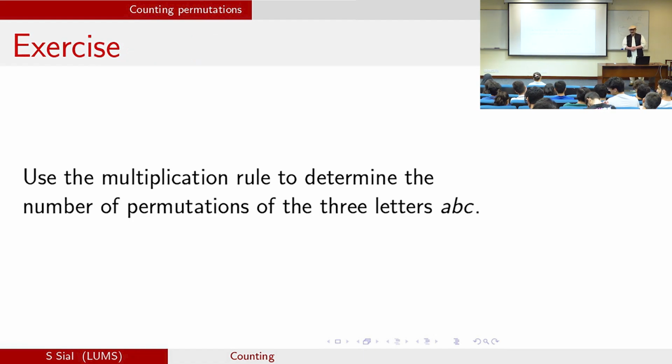So I want to write 3-letter strings using the letters A, B, and C with no repetition. How many? Now let's use the multiplication rule to do this. What would you get? 6. So there's 3 ways of picking the first symbol. Now you've used up one of the symbols. Then there's 2 ways of picking the next symbol. And then you have only 1 symbol left, so you have to pick that one. So there's only one way of getting that one. So the multiplication rule says 3 times 2 times 1 way of writing 3 distinct symbols in a row.